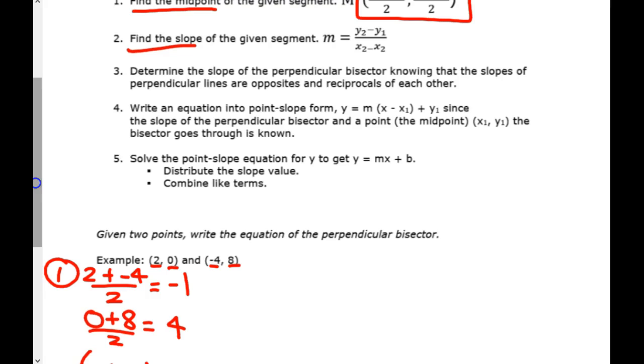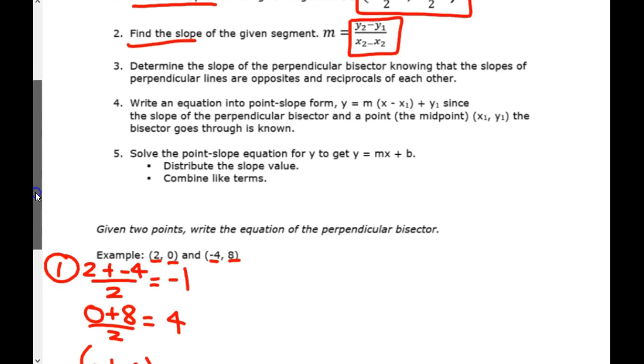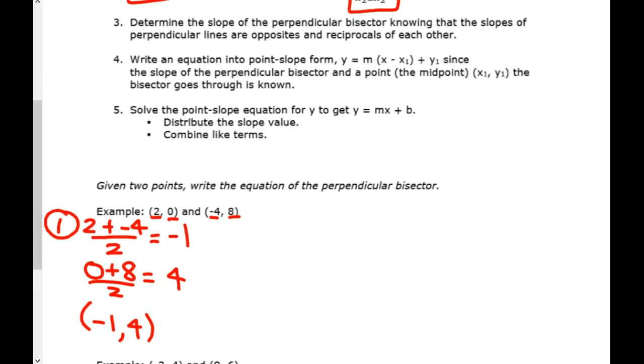Find the slope. Y'all know how to find slope? Because if not, here's your equation. You subtract the y's on top, subtract the x's on the bottom. That'll be your rise over your run. That'll be your answer for your slope. So now we're going to do step 2 right here.